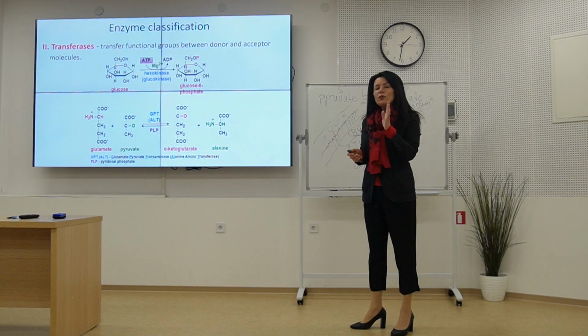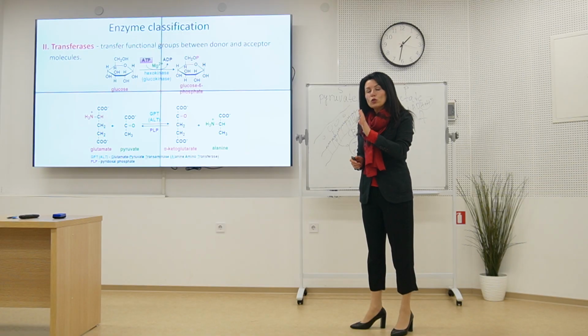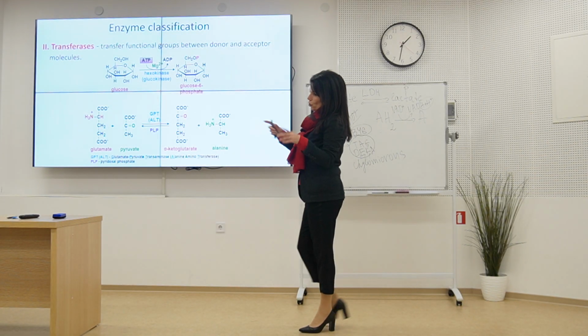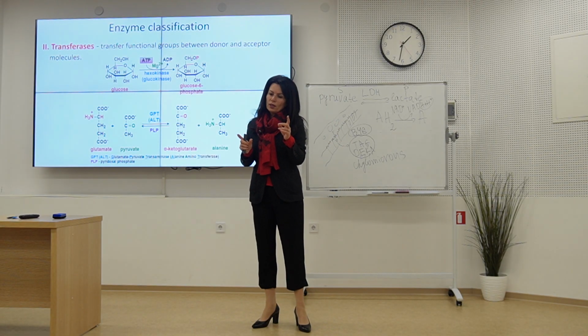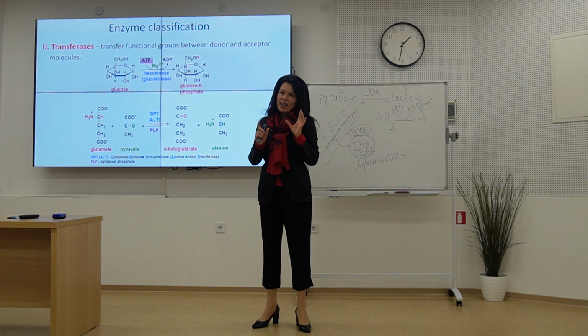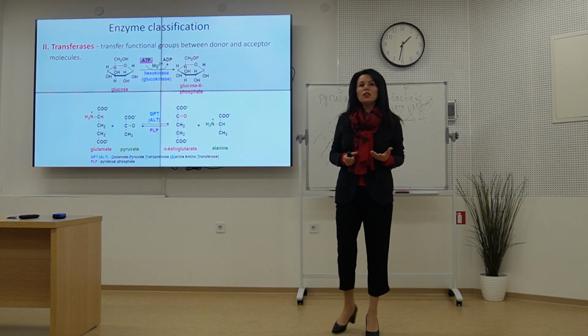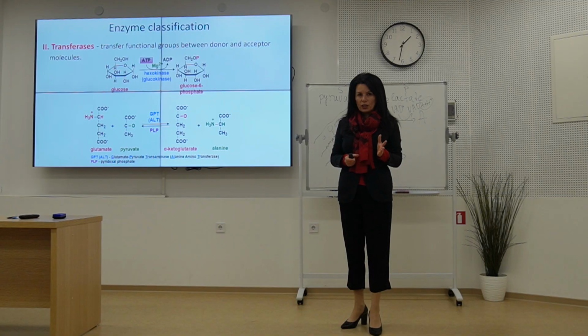There is one specific name for the transferases of phosphate groups. These enzymes that are used for the transfer of phosphate groups are called kinases. And this type of reaction is phosphorylation. When there is transfer of a phosphate group, this enzyme reaction is called phosphorylation.